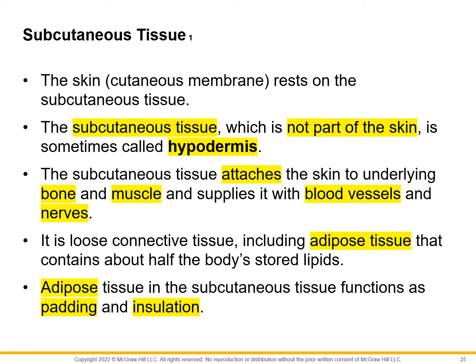Let's now talk about subcutaneous tissue. Again, mag-focus lang po tayo dun sa mga areas with highlights. Subcutaneous tissue, this is otherwise referred to as the hypodermis, or something that is beneath the dermis, but again, this is not actually a part of the skin. Now, this one would attach the skin to the underlying bones or muscles and blood vessels and nerves. So basically, dinuduktong lang daw po nung hypodermis yung skin natin to everything else underneath, but it's not necessarily a part of the skin.